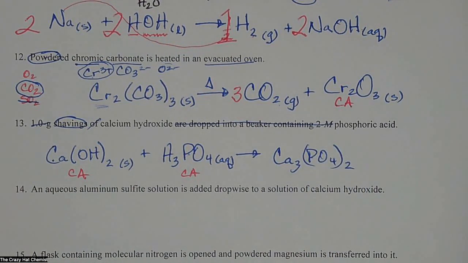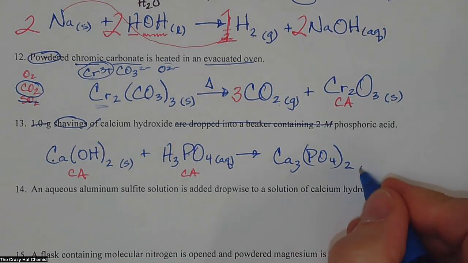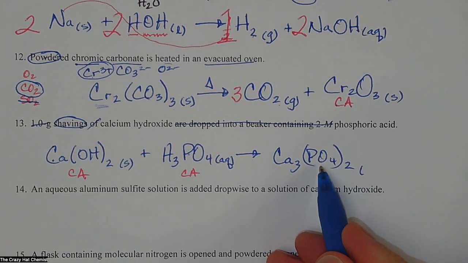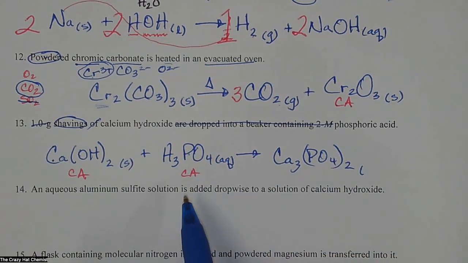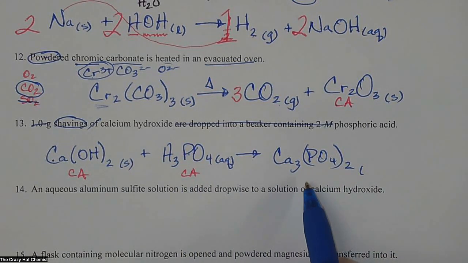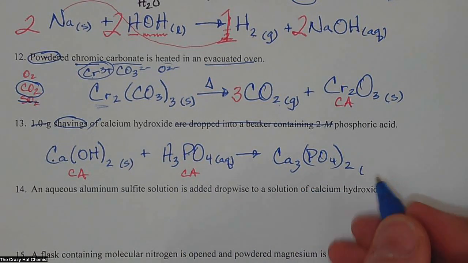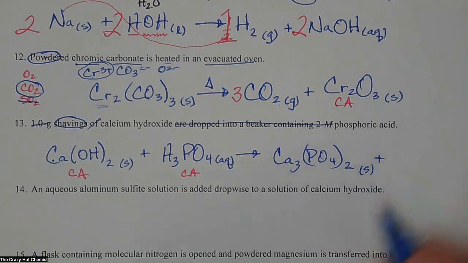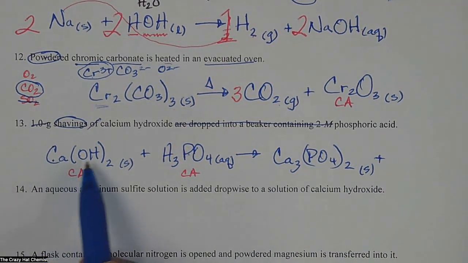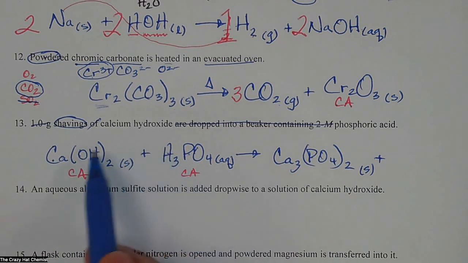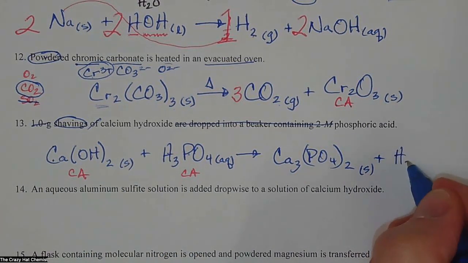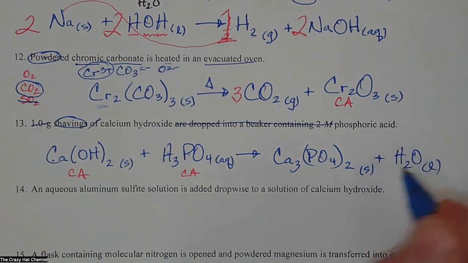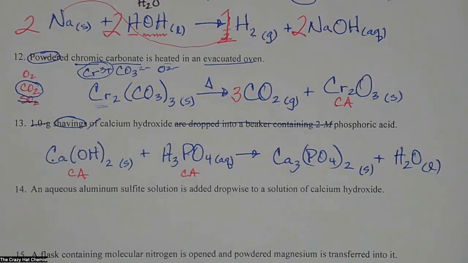Okay. And what we need to do is look at our solubility rules for this. Phosphates are insoluble except for ammonium ion or alkali metals. So therefore, this is a solid. Plus, the hydrogen and the hydroxide will form water over there, and that's a liquid. All right, now what we're going to do is balance this.